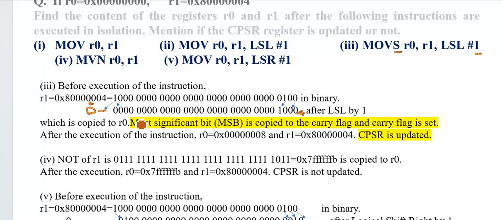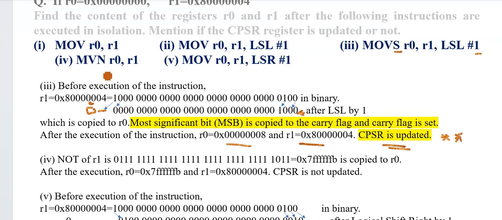So answer once again, same answer. R0 will have 0x00000008. So this is the answer. And R1 also has its original value of 80004. But in this case, very important is CPSR, current program status register, is going to get updated. What is the reason? In this case, it is going to update because there is an S, update the flag.